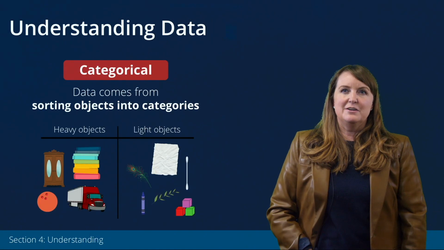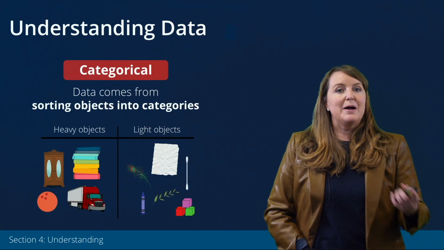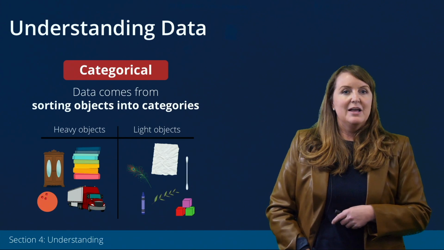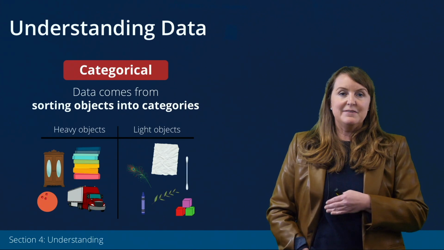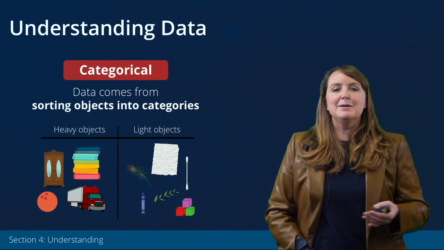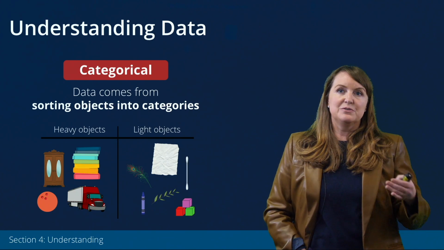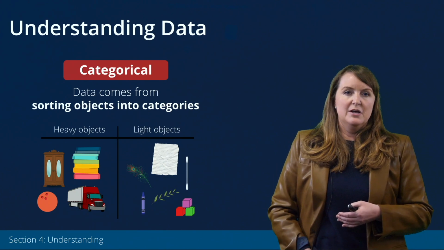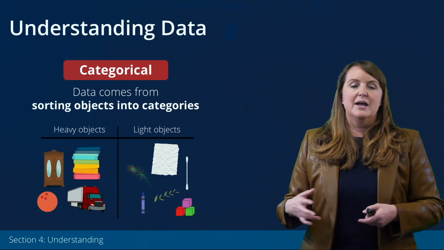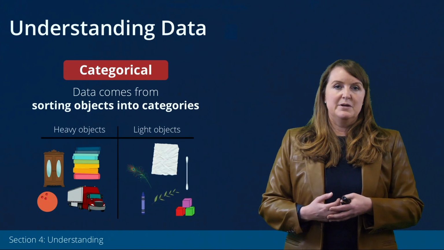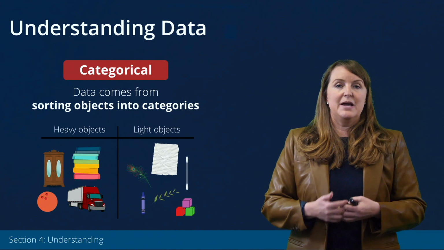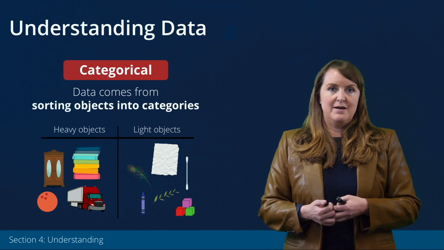As we focus on understanding data, we're going to go back to some things that we talked about in section 3 of this module. There we talked about classifying and sorting objects, and that is a real nice natural transition into data interpretation. So here I have heavy objects and light objects, and then maybe I could use that information to create some type of graph. How many heavy objects do we have? How many light objects do we have?